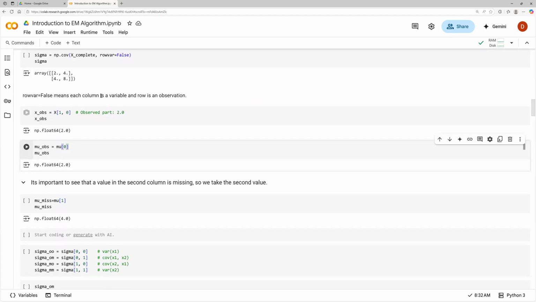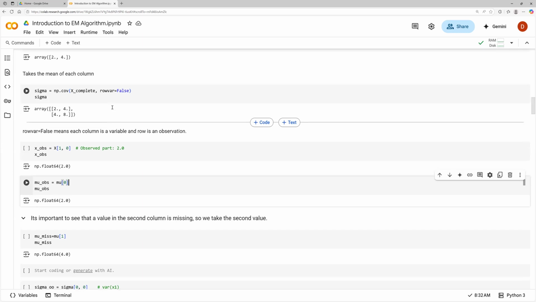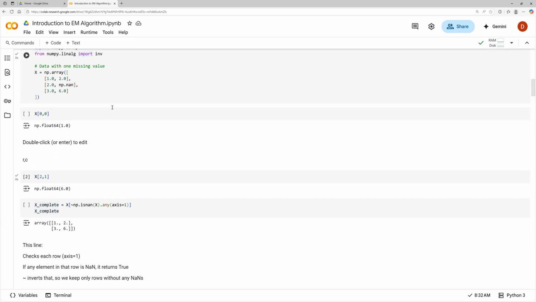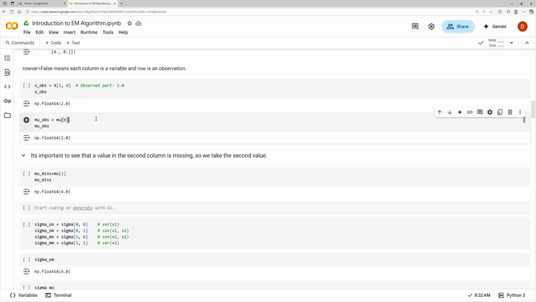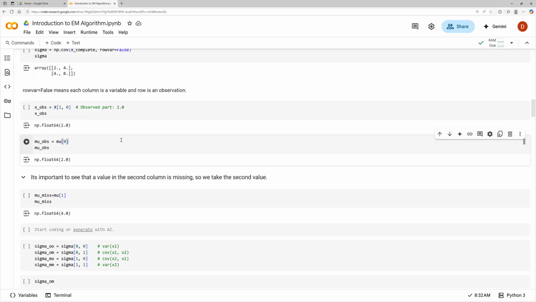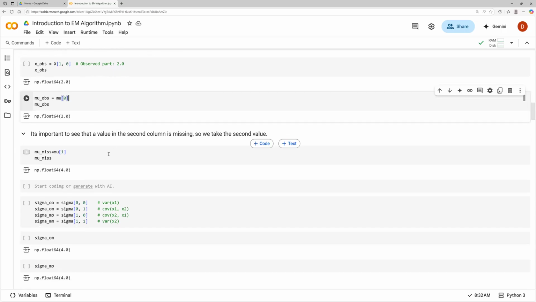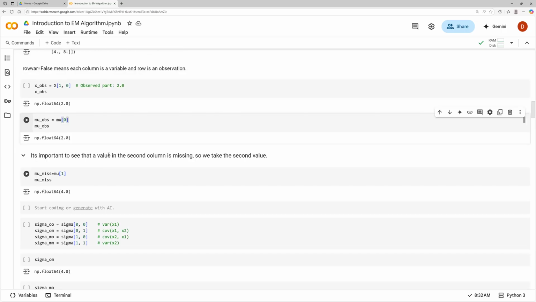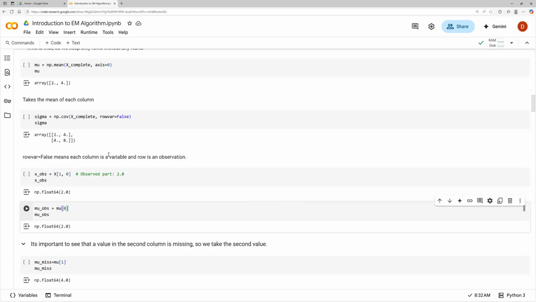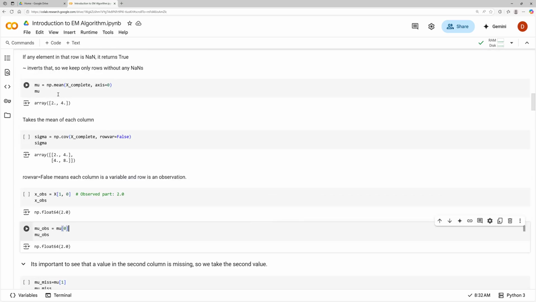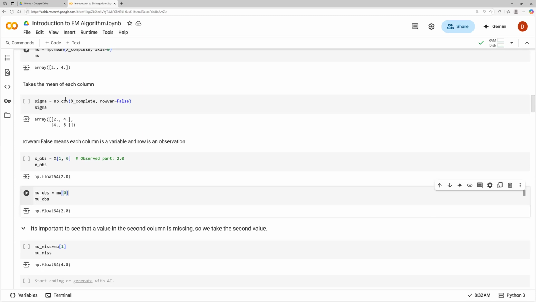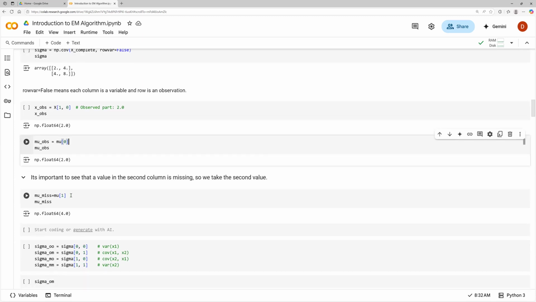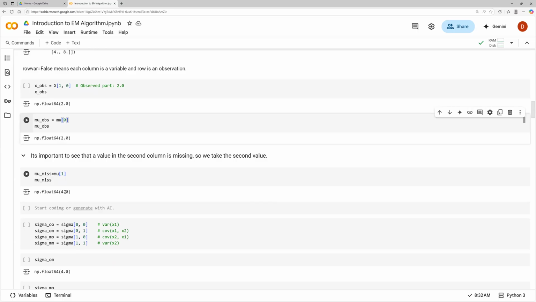So we know that the second column is missing, right here. So we take the second value. What we're looking at is the index value of what is missing. Even though we took the mean of a complete matrix, we still know that the second index is missing. So we say mu missing is equal to mu 1, which is 4.0.